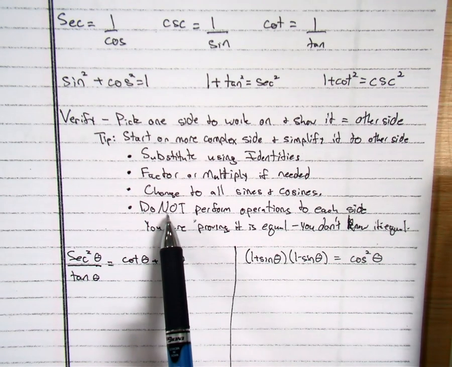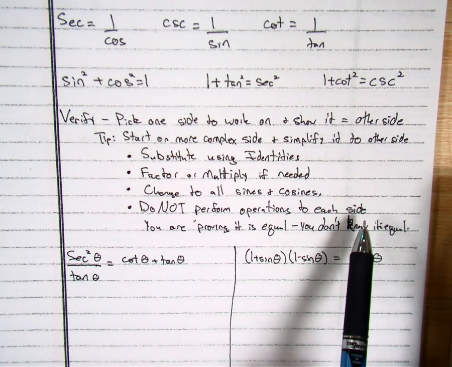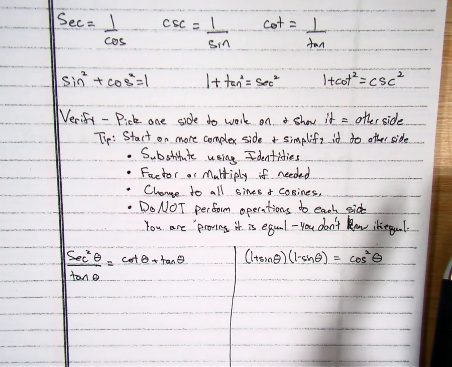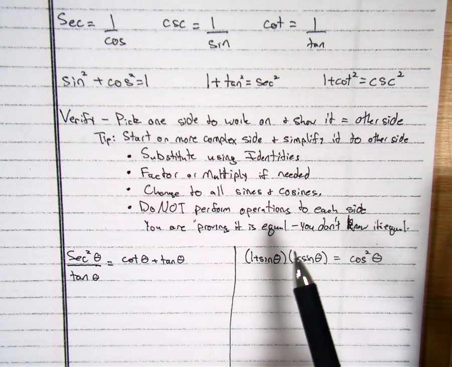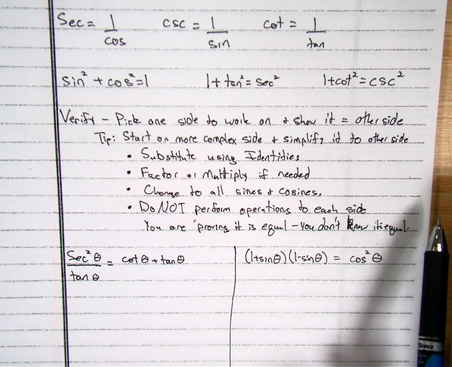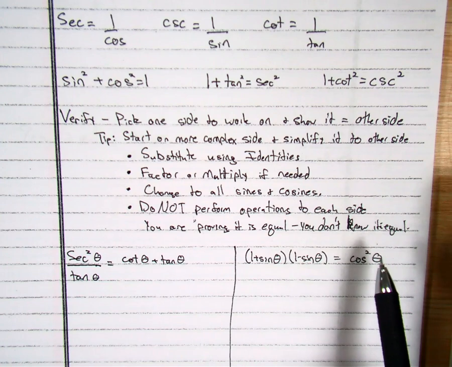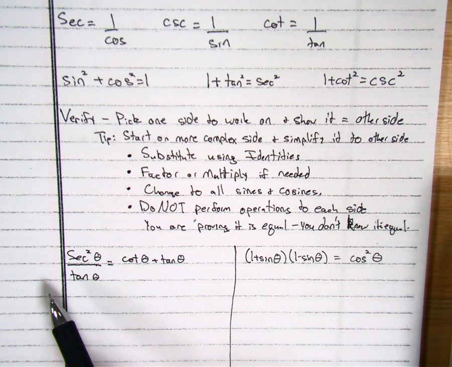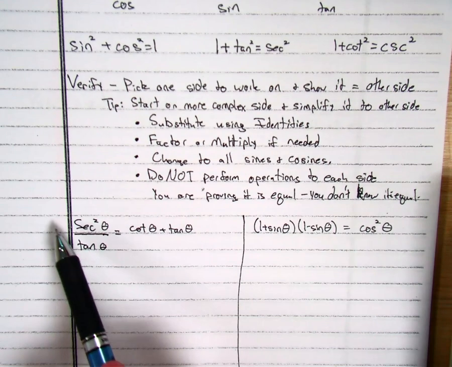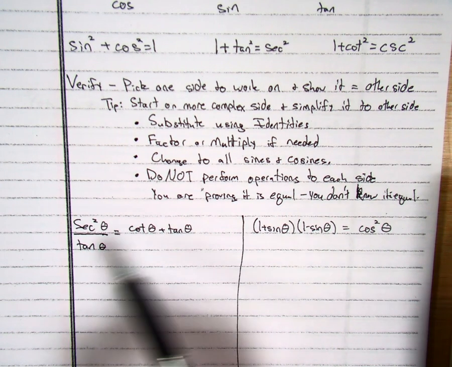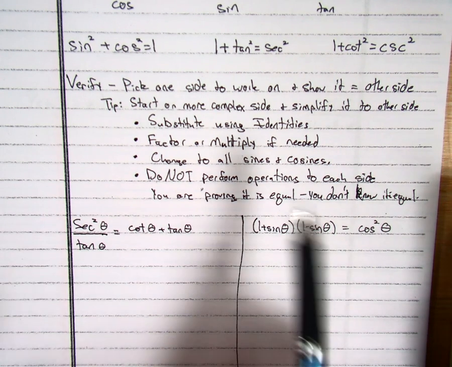And do not perform operations to each side. When you multiply both sides by 3 or divide both sides by whatever, that is the multiplication and division property of equality, because you can do it to both sides of an equation of something that's already equal. We are proving that these are equal, so we can't use the properties of equality. If we're just working on one side, we can multiply by sine over sine, because sine over sine is 1. You can multiply anything by 1, but we can't multiply both sides by sine to try to change it. Okay?